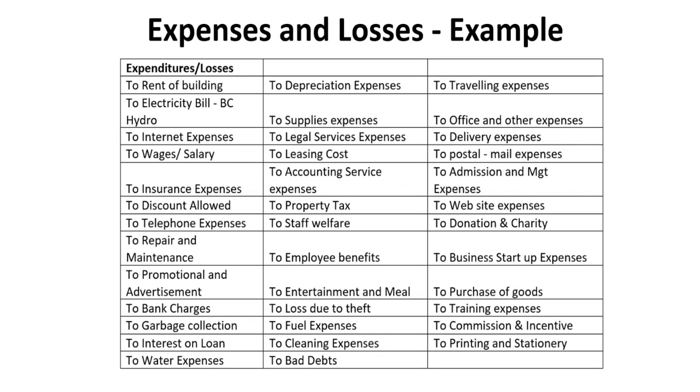So rent of the building, electricity bill, internet expenditure, wages, salary, insurance expenditure, discount allowed, repair, promotional and advertisement, bank charges, garbage, interest on loan, depreciation, supplies expenditure, legal services, and so on. There are many. The last ones here are commission and incentive, and printing and stationery. You can go through this. All these are normally expenditures of the business in any organization. I have put here the maximum expenditures that I could. So this is all about expenditure.